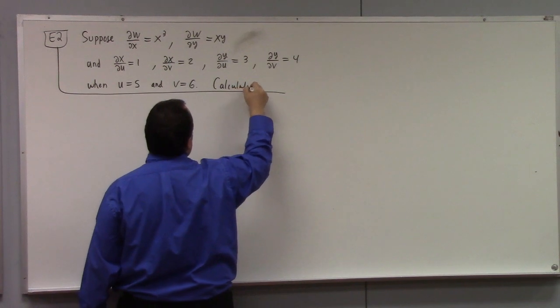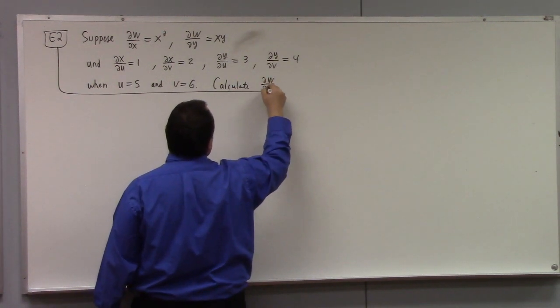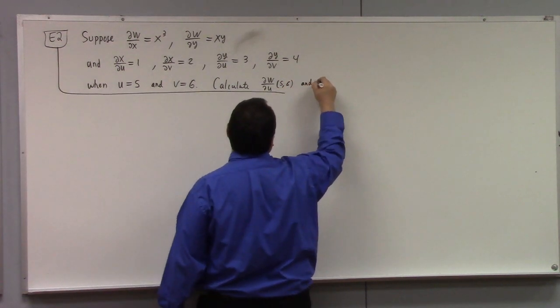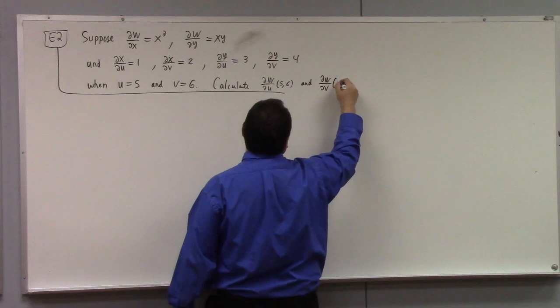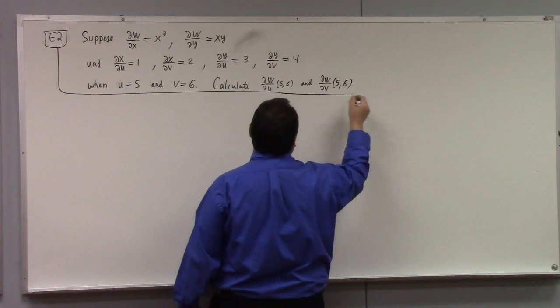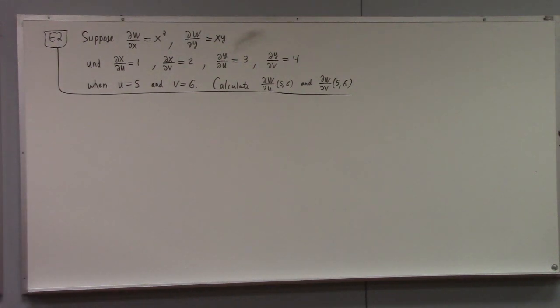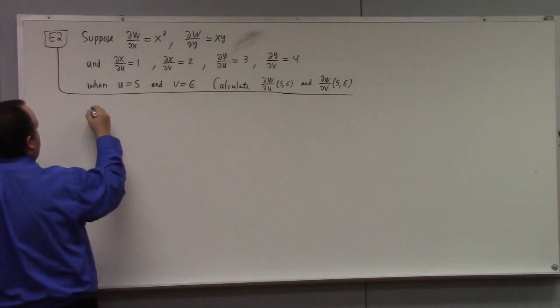Calculate partial w, partial u at 5, 6, and partial w, partial v at 5, 6. Now, my first question to you is, have I actually given you enough information to calculate these partial derivatives? Let's try it out, and you be the judge if I've given you enough information or not, right? So what would partial w, partial u look like here?